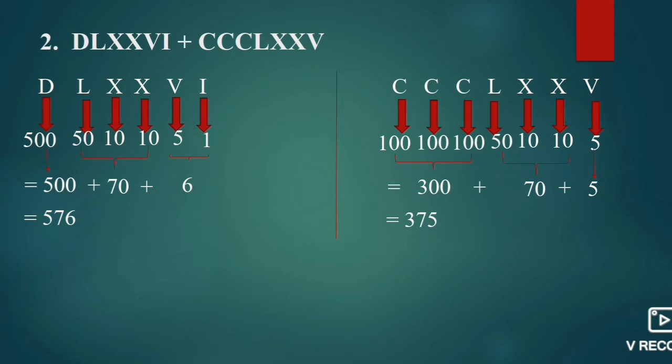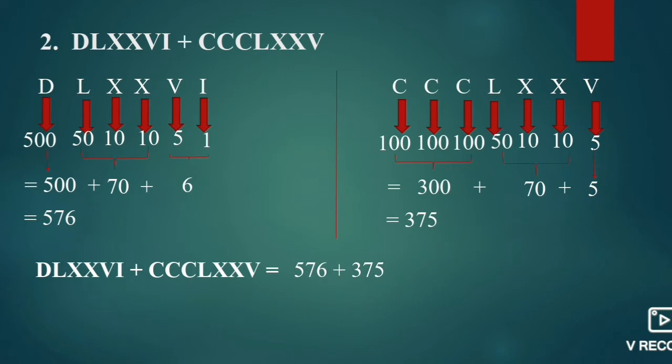Adding these two values, DLXXVI plus CCCLXXV is equal to 576 plus 375. Adding together, it gives 951. Now, convert the answer into Roman numerals.